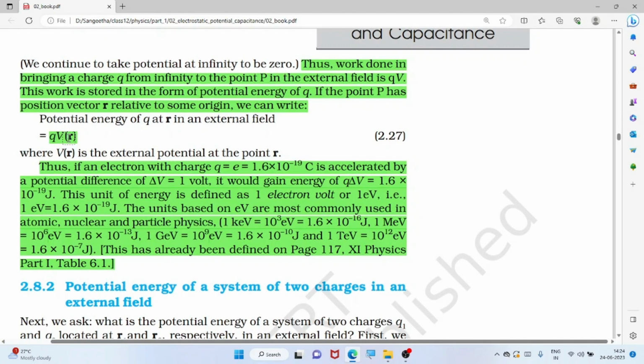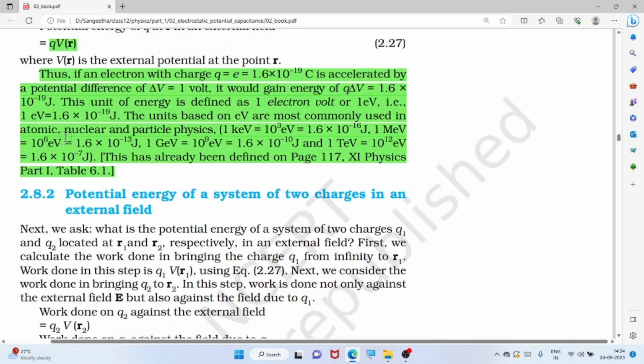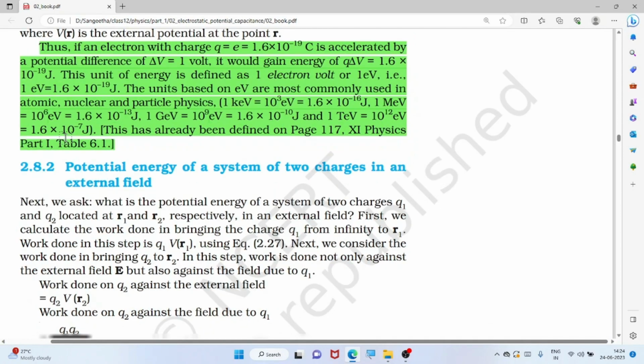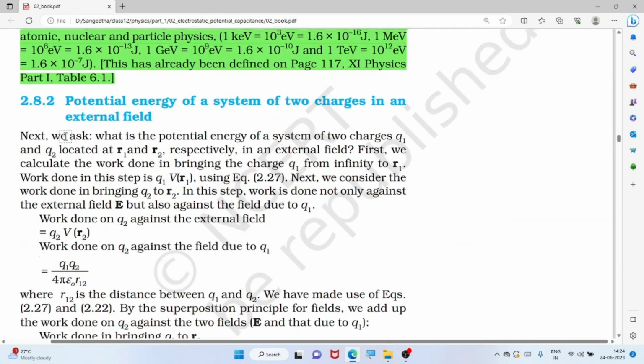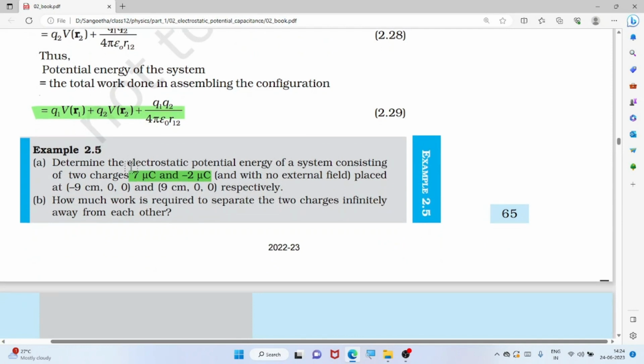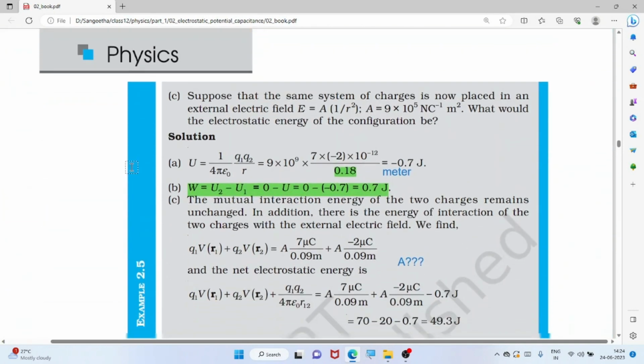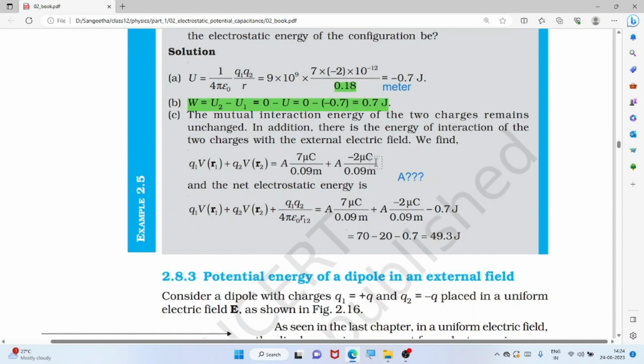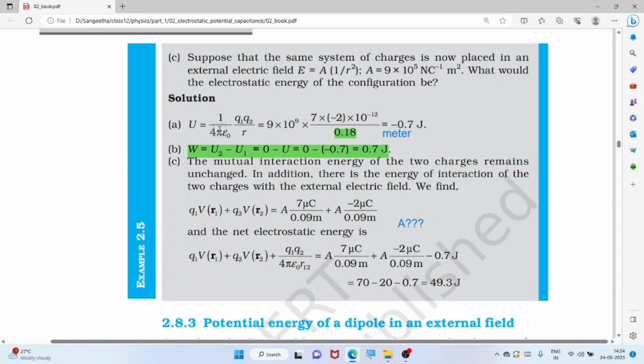Okay, the work done is charge times potential. Potential energy of a system of two charges in an external electric field. Here I have mentioned this unit conversion, so they are converting into meters.